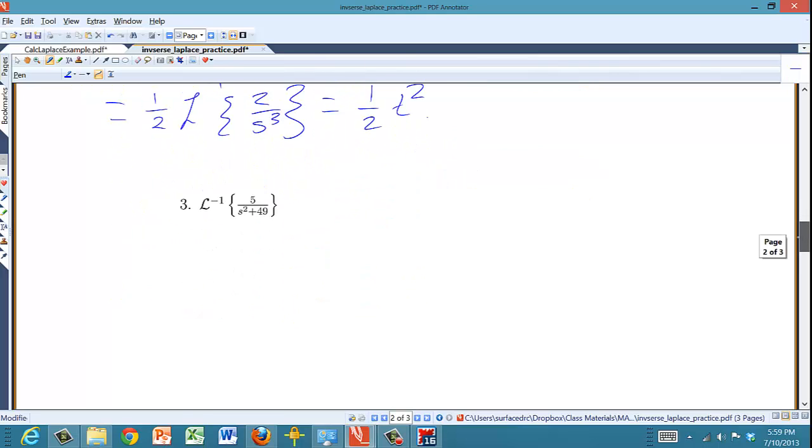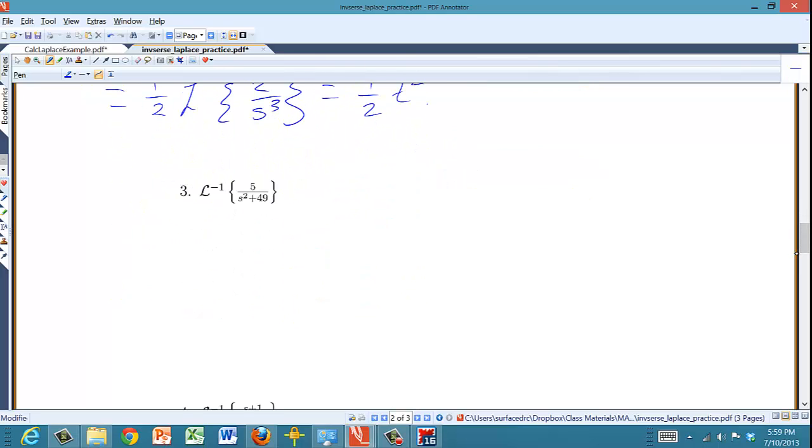Let's try another one. I want the inverse Laplace transform of 5 over s squared plus 49. Once again, you can't find anything in your table immediately that will Laplace transform to be 5 over s squared plus 49, but you can find something that will Laplace transform to be 7 over s squared plus 49. So the thing you want to see is that the Laplace transform of sine 7t is 7 over s squared plus 49.